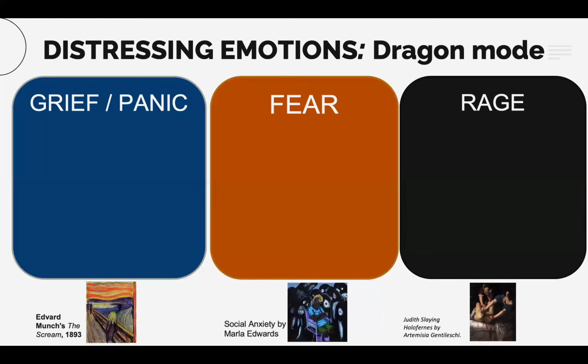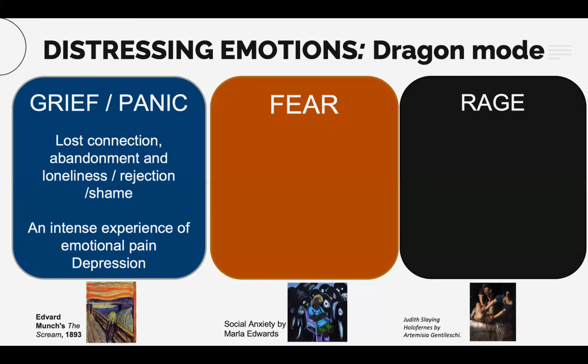So the distressing emotions that happen in dragon mode are very primal. And we obviously have lots of very complicated emotions that build on these primal emotions, but these all have very particular neural networks and peptides that are linked to them. And they're already there when we are very small. So grief panic is one of the first primal emotions that happens, for example, when a small child is cut off from their caregiver. So imagine a toddler lost in the supermarket. There's this extraordinary feeling of being lost or abandoned.